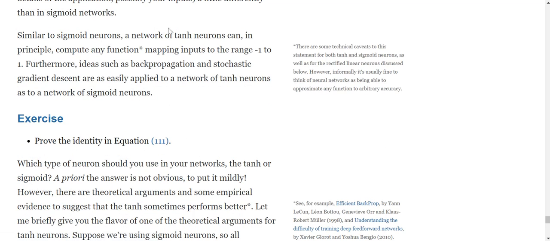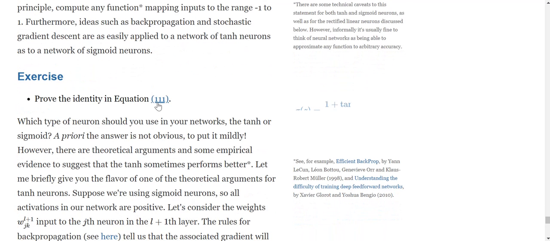A network of tanh neurons can in principle compute any function ranging from -1 to 1. Furthermore, ideas such as backprop and SGD are as easily applicable, right? There are some technical caveats for both tanh and sigmoid neurons, as well as for ReLU, discussed below. However, informally it's usually fine to think of neural networks as being able to approximate any function to arbitrary accuracy, right?